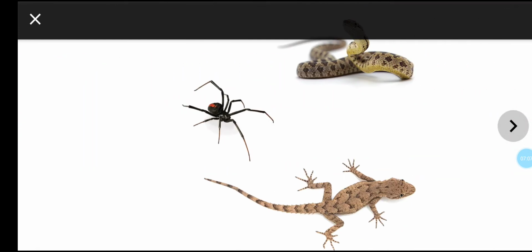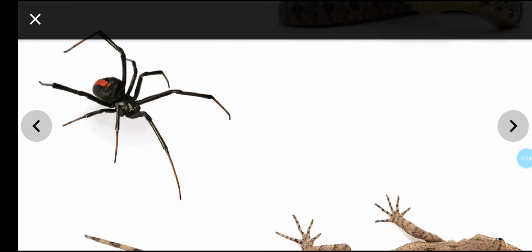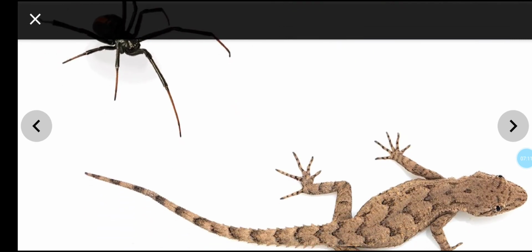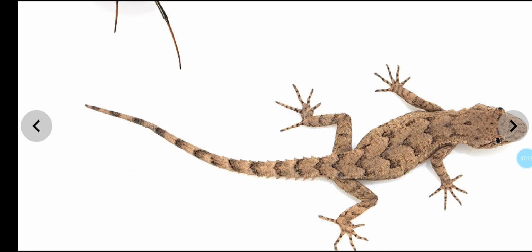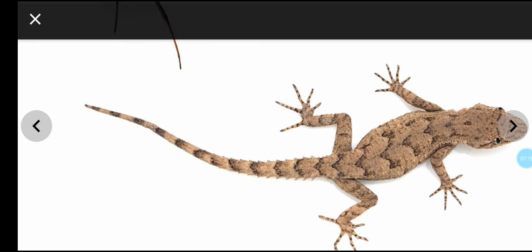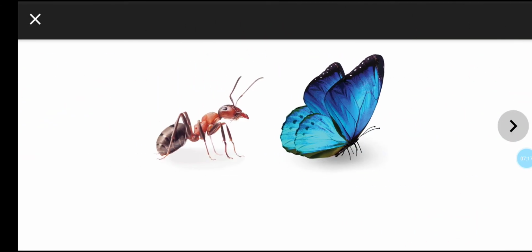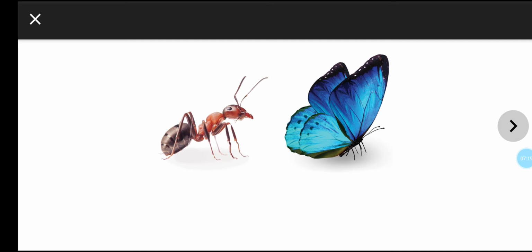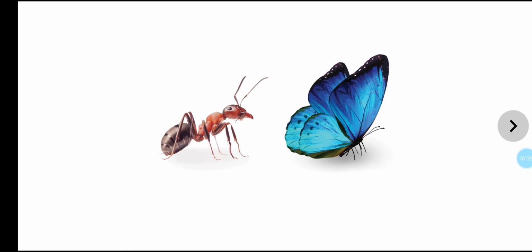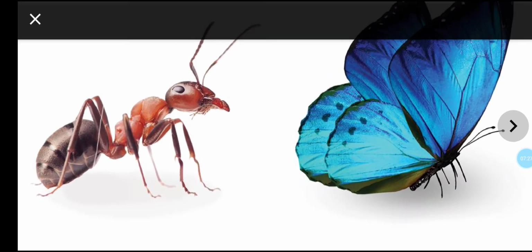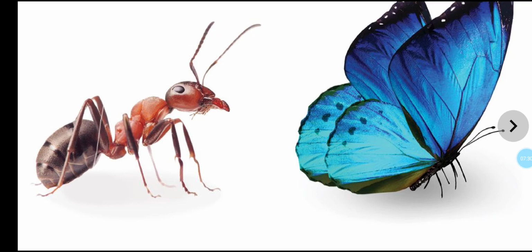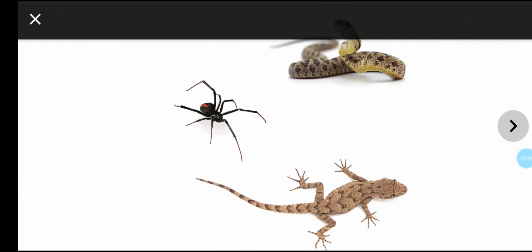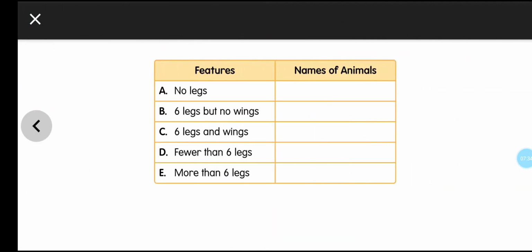And the leftover is the lizard. But when you see the legs of the lizard, it has only 4 legs. Even the lizard will not be the answer for that question. And the leftover insect is only the ant. It has 6 legs but it doesn't have wings like the butterfly. So you can write this in the second one.